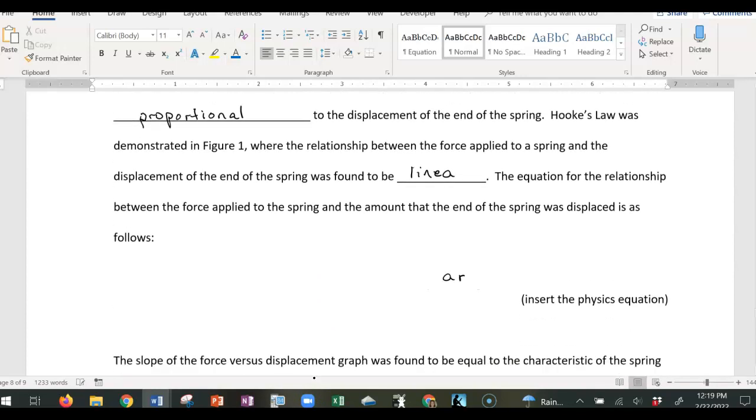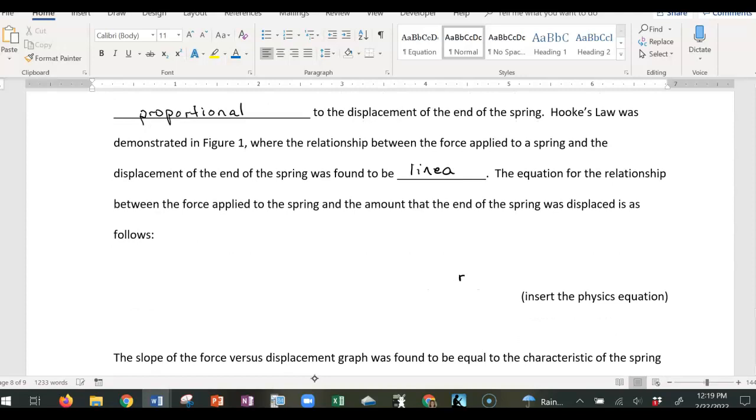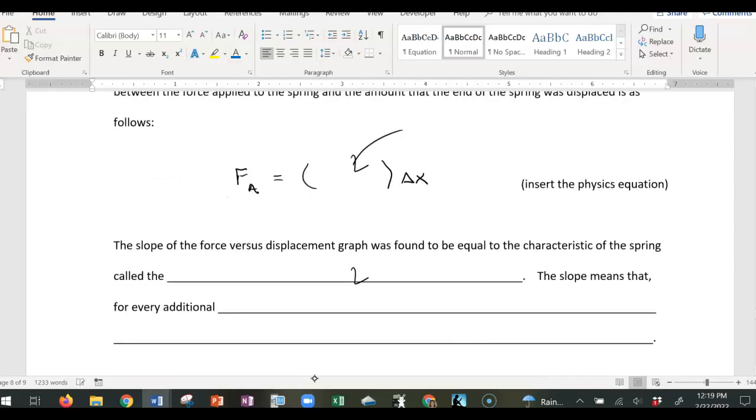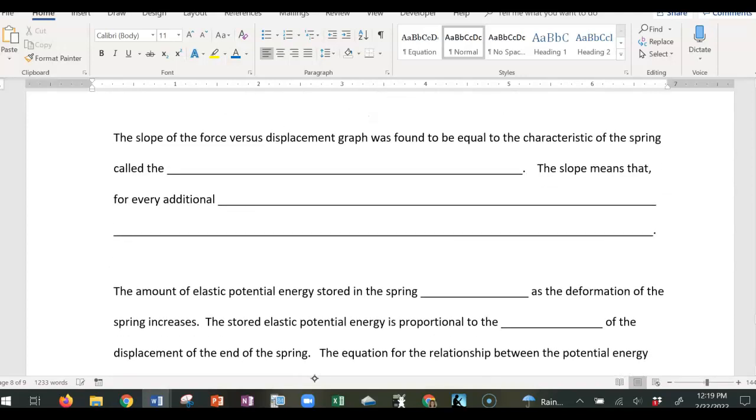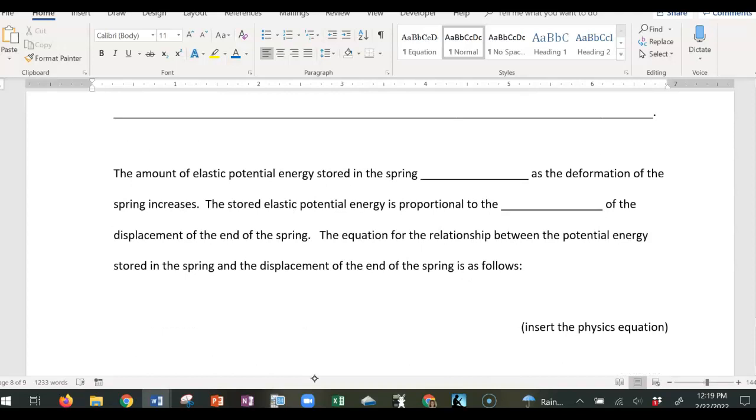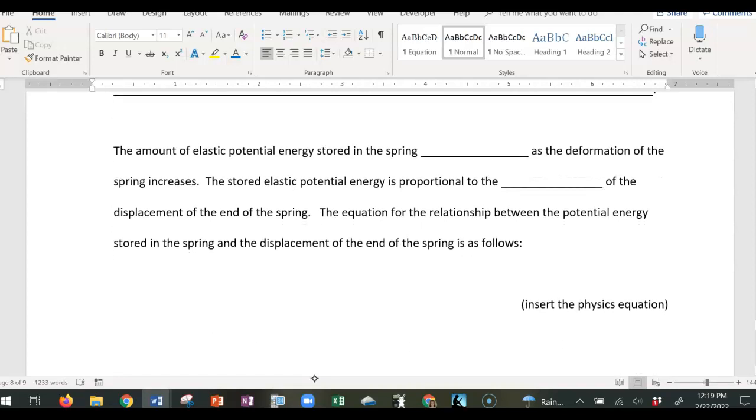And then I'm going to leave it to you to copy down your physics equation here, right? Where we had the applied force equals some slope multiplied by the displacement of the end of the spring. Don't forget to put the value of your slope. And then we've answered these questions up above, so you can find that. But let's go on to the last paragraph here.